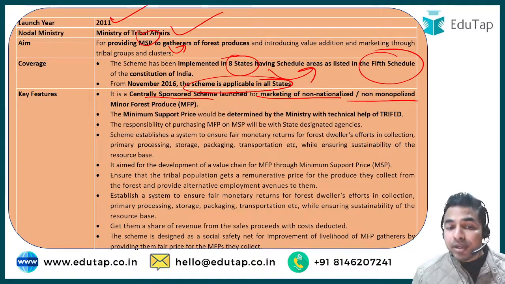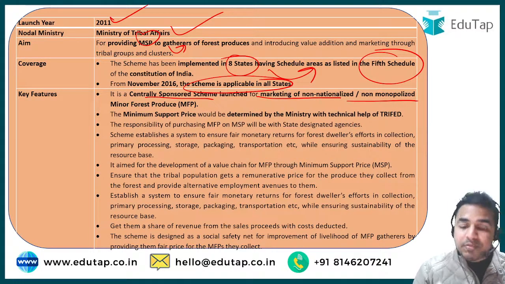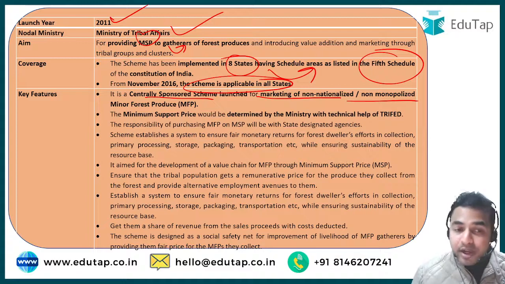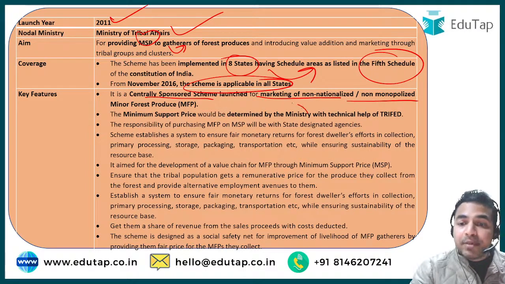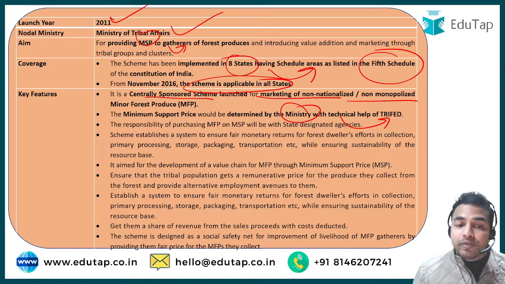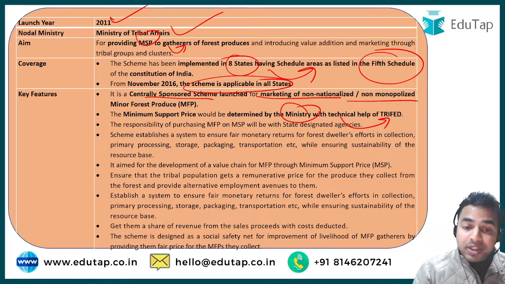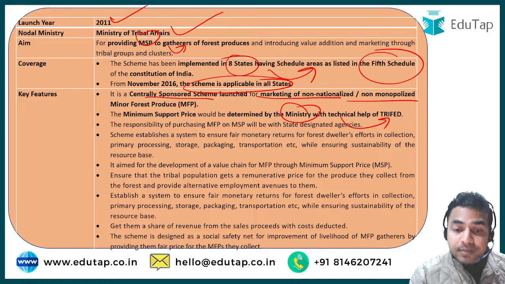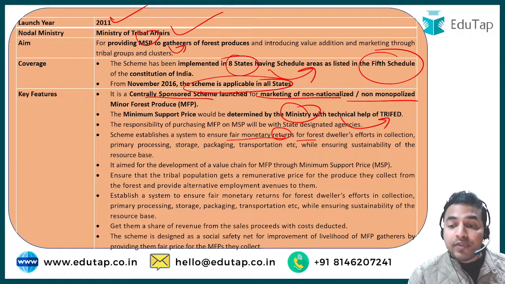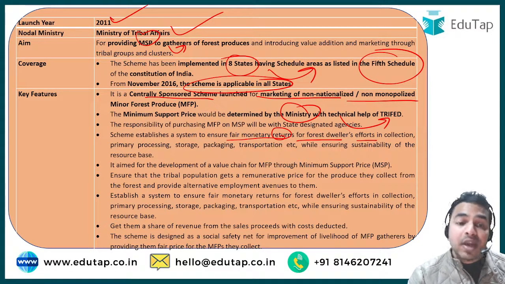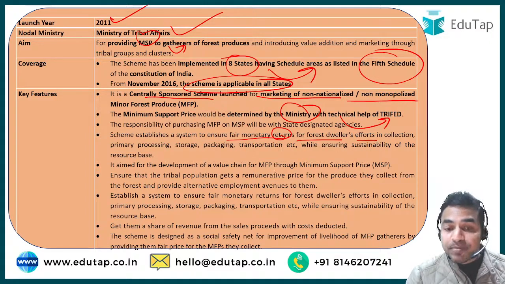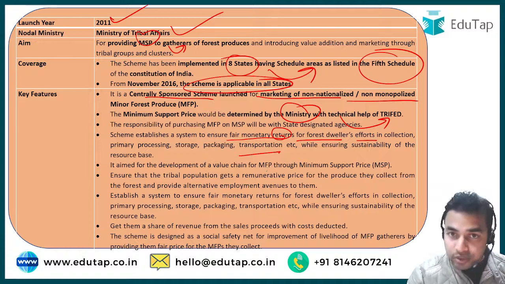And when we talk about the MSP of this MFP, that is minor forest produce, it would be determined by the ministry with the technical help of TRIFED. Okay, and when we talk about this scheme in much more detail, it also states that it is going to establish a system which will ensure fair monetary returns for the forest dwellers' efforts in the collection, primary processing, storage, packaging, transportation, etc., while ensuring the sustainability of the resource base.